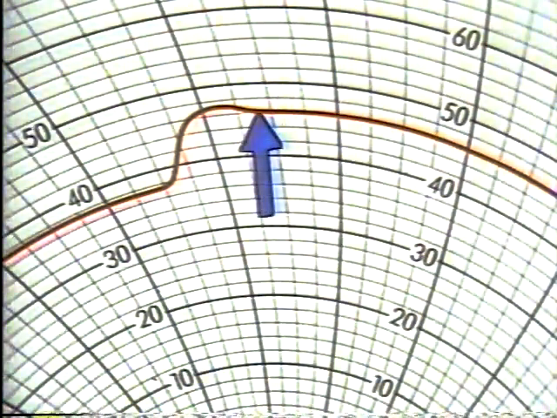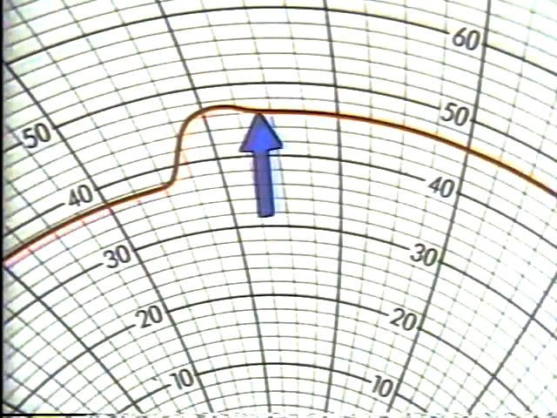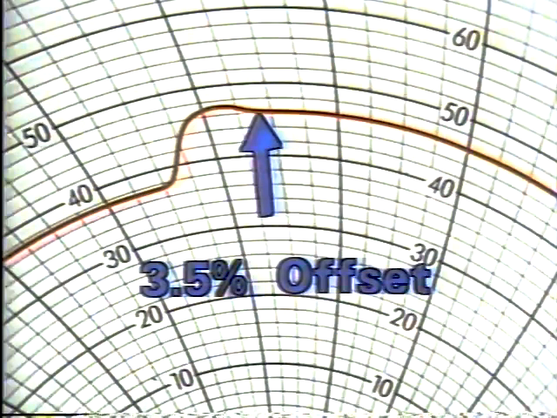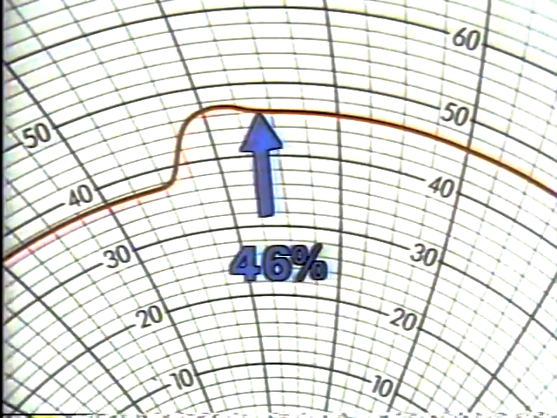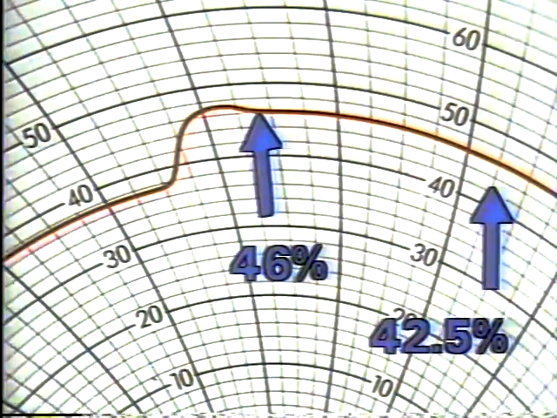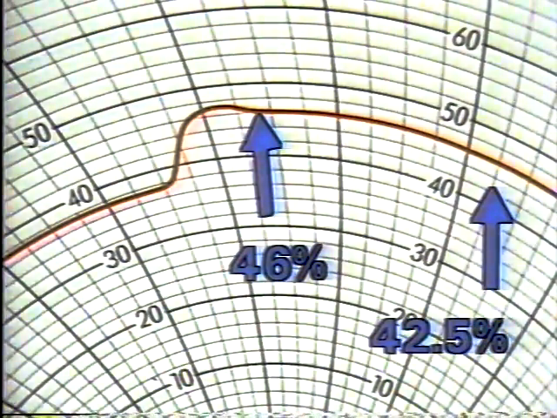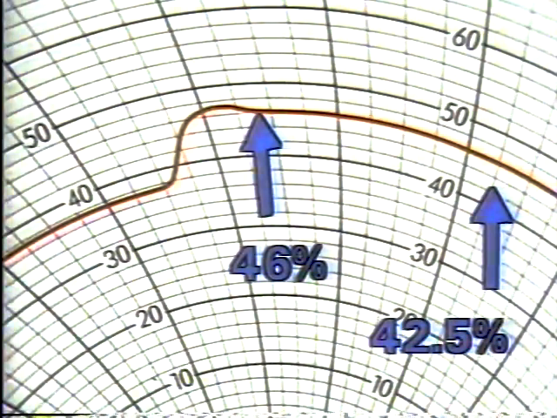The temperature stabilized very, very quickly, and there was a 3.5% offset. This time, the temperature stabilized at 46% when it should have been 42.5%. In this system, this is a wide offset, and it indicates that the gain is too low.